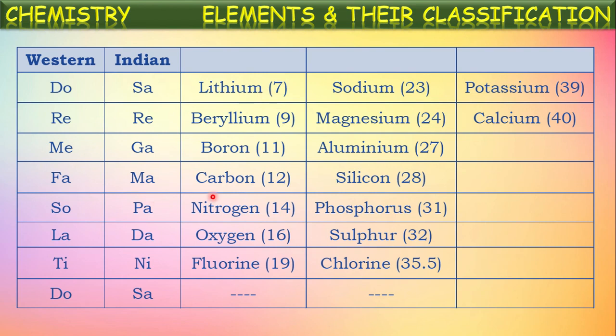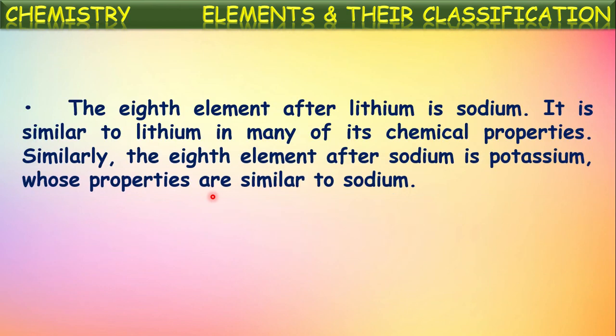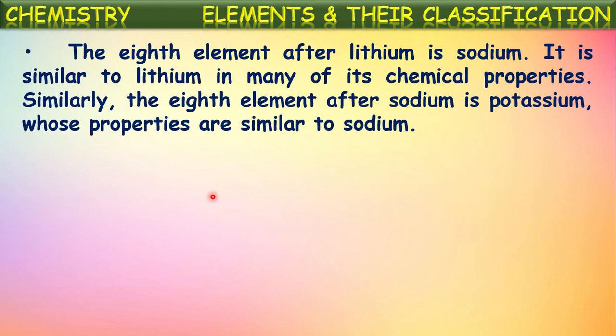These are Newlands' octaves. If you see the first one, the eighth element after lithium is sodium. It is similar to lithium in many of its chemical properties. Similarly, the eighth element after sodium is potassium, as I just showed, whose properties are similar to sodium. In this way, one element has similarity in its chemical properties with the continuous eighth element after it. So he called this set of eight elements an octave, which we call Newlands' octaves in honor of his name.